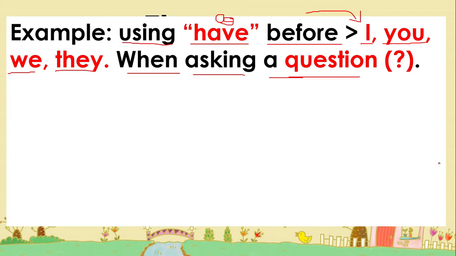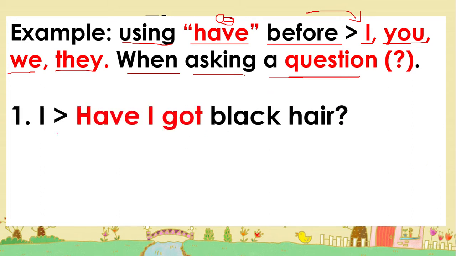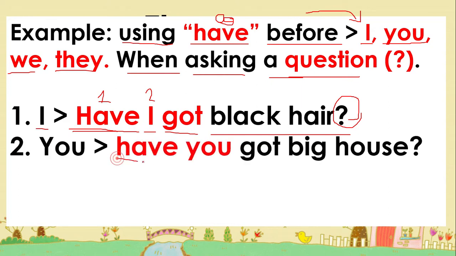So let's start with our example for today. I have got black hair. So she is asking a question. So the first one should be have, the first one before I. Have I got black hair? So I'm asking a question. Yes, I have black hair. Okay, next, number 2. Have you got big house? Okay, this one, have before the word you.